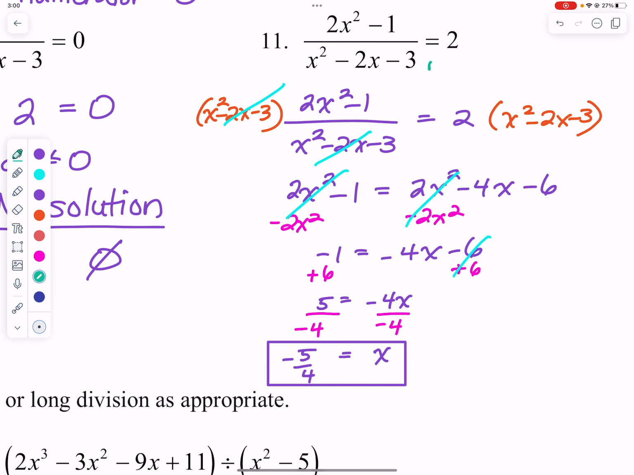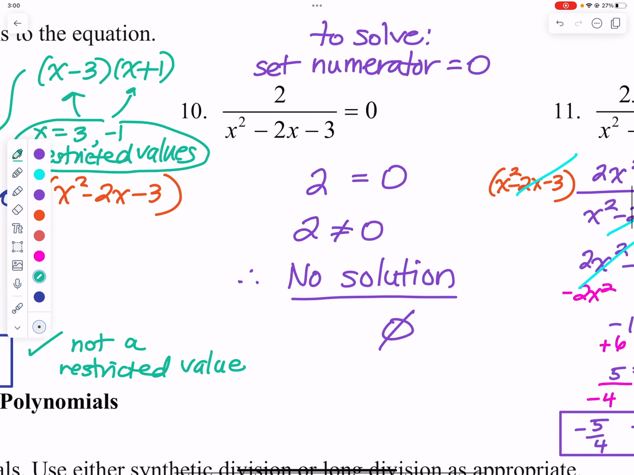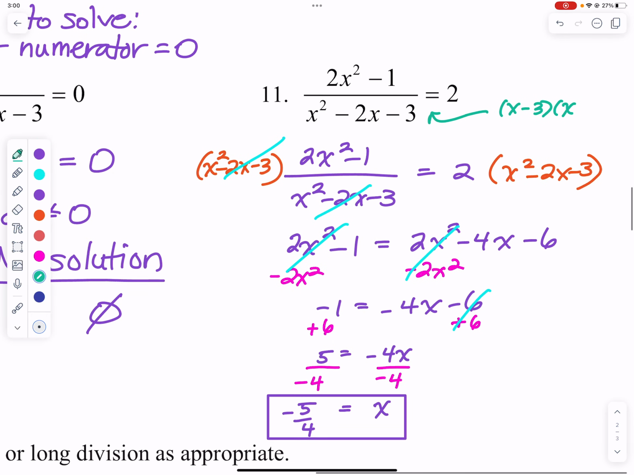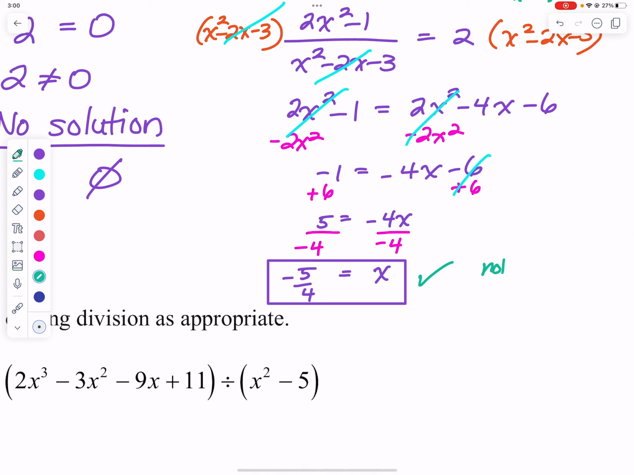So we will look at this denominator, and again it's x minus 3. Is that the same one we had there? So x minus 3 multiplied by x plus 1, and x equal to 3 and -1 are restricted values. And we are okay. This is not a restricted value. This is in the domain.